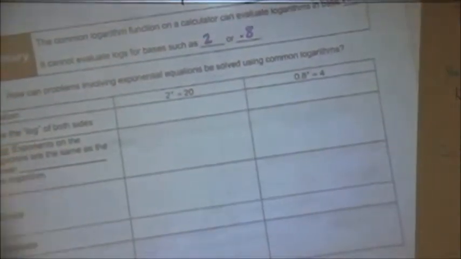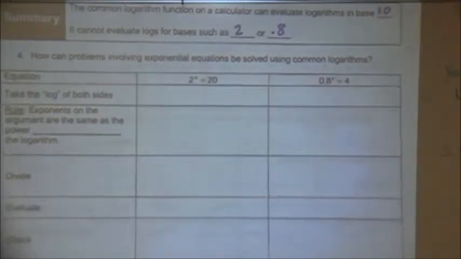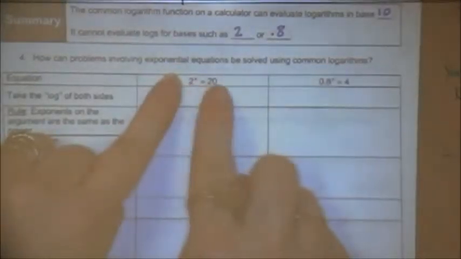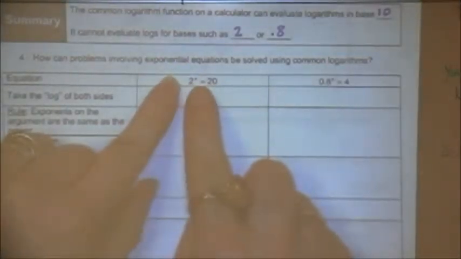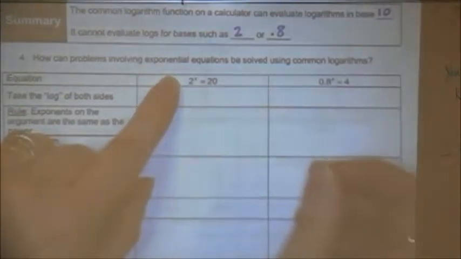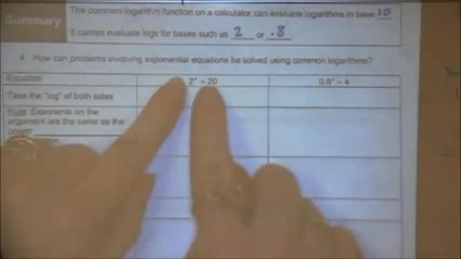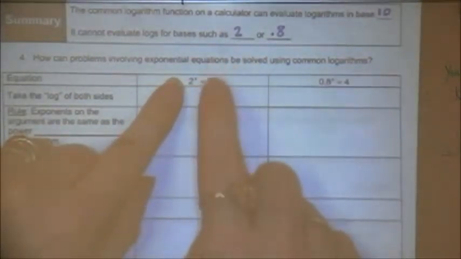So, on problem 4, how can problems involving exponential equations be solved using common logarithms? If, when I rewrite it as a logarithm, it is not common log, there's a process. Anytime you see an exponential equation like this, your first thought needs to be to try to rewrite it with like bases. Because that is by far the easiest way. You remember, we've done some like that. But in this case, there is no way for me to write 20 with a base of 2.